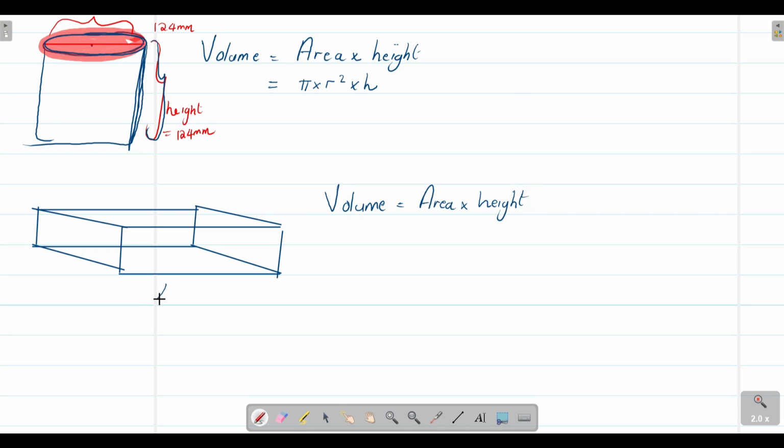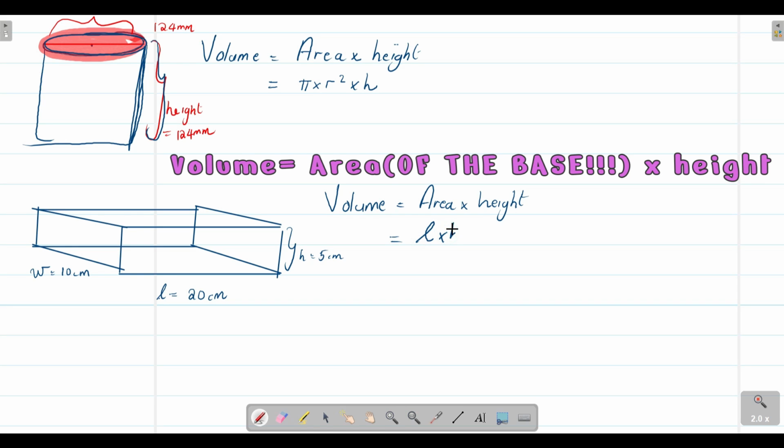In this case, let's say they gave us the length, and they said the length is 20 centimeters. They gave us the width, and they said the width is 10 centimeters, and then they gave us the height, and they said that the height is 5 centimeters. How would we go about calculating the volume of this rectangular box? We would calculate the area of this box. How do you calculate area? Area is length times breadth, or length times width, multiplied by its height. So you take the 20 centimeters multiplied by the 10 centimeters multiplied by the 5 centimeters, and that would give us the volume of this box, how much space this box takes up, or how much space is enclosed inside this box. So that is how we go about calculating volume.